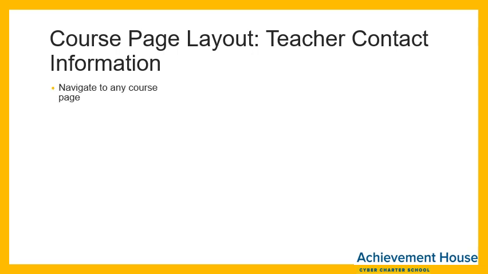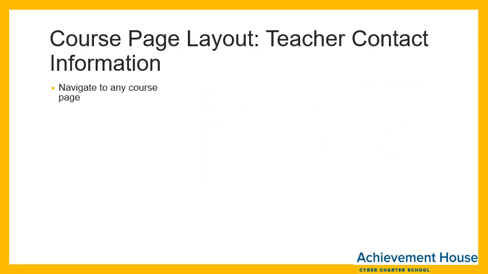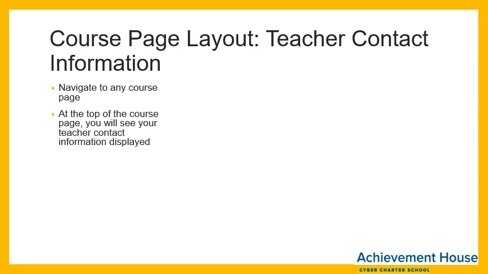First, navigate to any course on your Schoology course page. Remember, click the drop-down arrow beside the courses in the dark blue bar at the top of the screen and select the course that you want to look at. Let's take a look at the Pre-Algebra 8 course. Upon clicking on the course, at the top of the course page, you will see your teacher's contact information displayed.